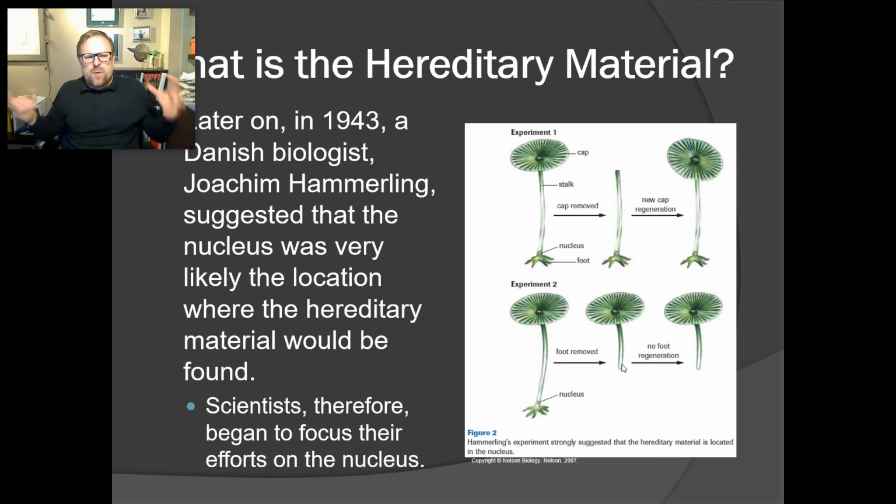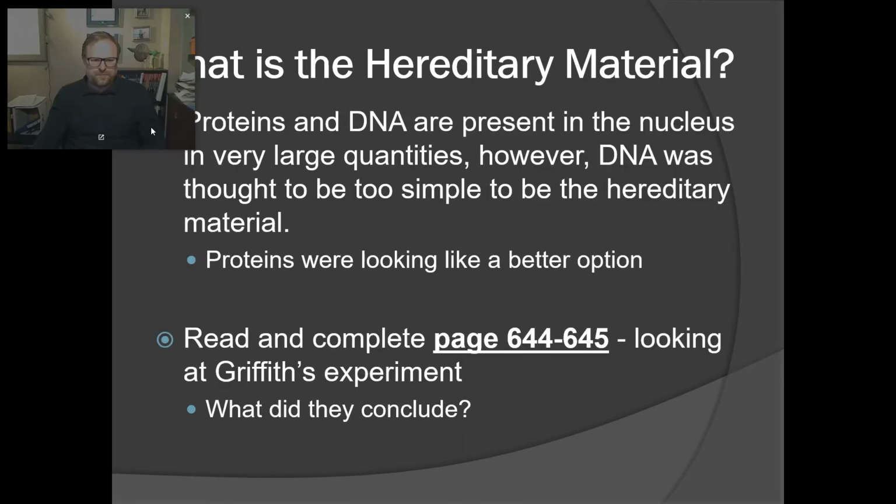And so he went from there and he said, okay, I'm going to make an educated guess based on my experimentation, and I'm going to say there's something up with the nucleus that contains the information that's necessary to regrow the cap. It contains the information that's necessary for this organism to do what it's supposed to do. He pointed to the nucleus and said, in there is where the hereditary material is. And so Hammerling said we should be looking in the nucleus.